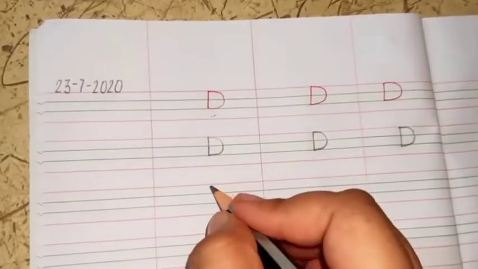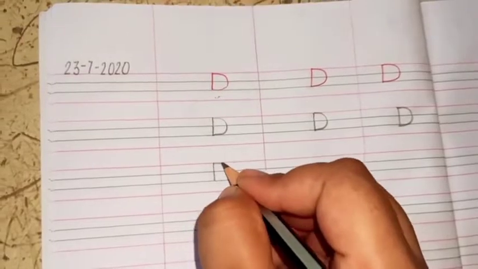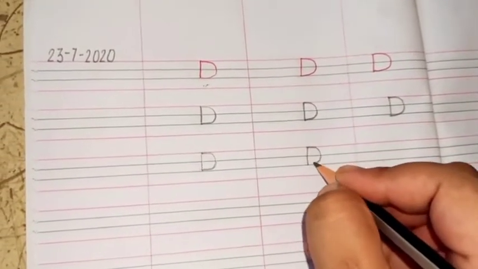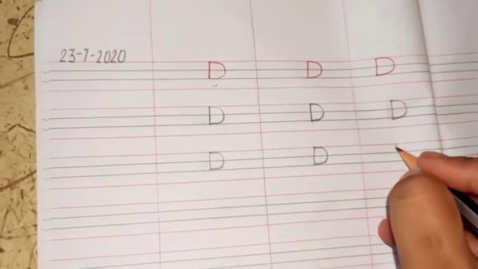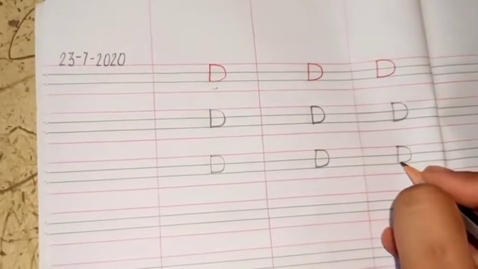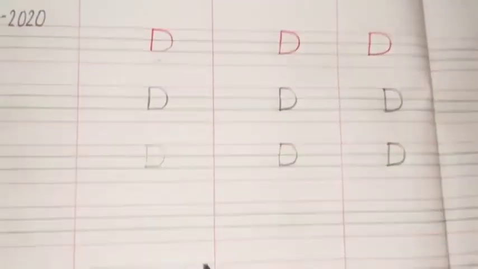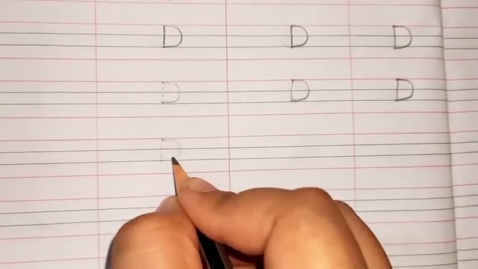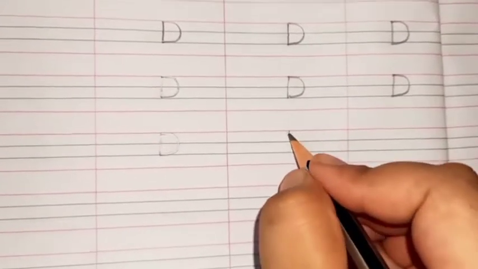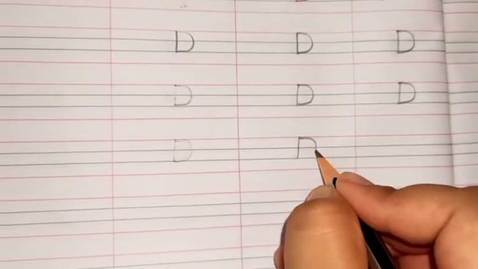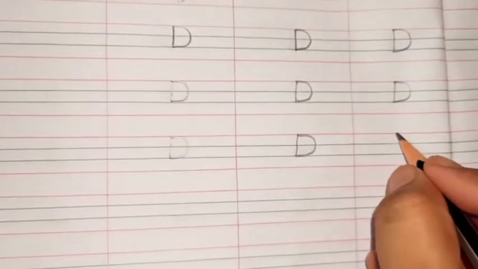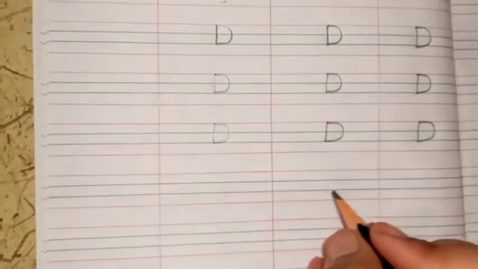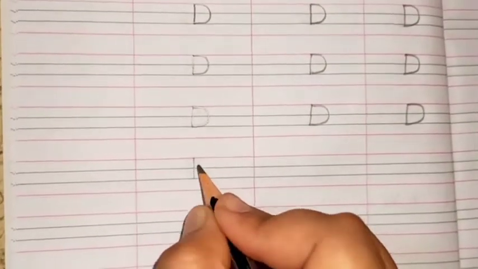Okay. Again, standing line, then a curve. Again, standing line, then a curve. This is letter D. Standing line, then a curve. Only 4 lines you have to write. Okay.